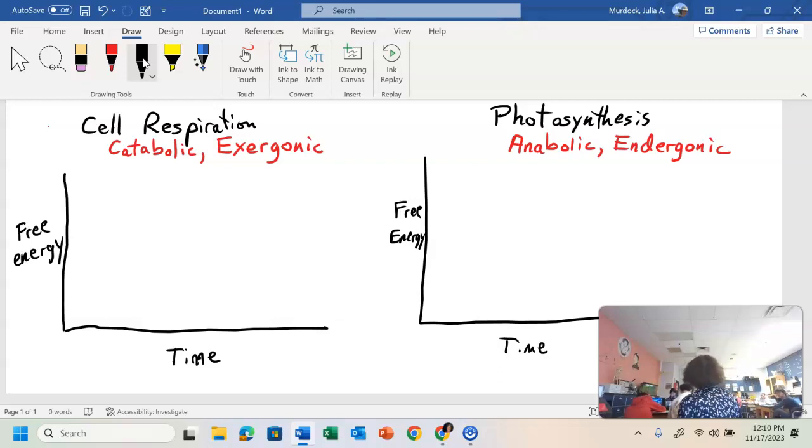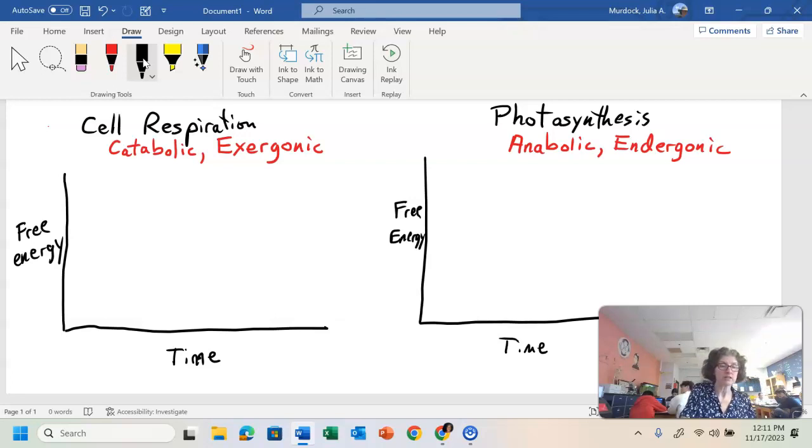I also want you to remember that cell respiration and photosynthesis involve a lot of steps, not just one. So I am taking some liberty here by representing them as just a single overall reaction. In reality, there are many, many metabolic steps in cell respiration and in photosynthesis, but we're just going to look at them simply today.